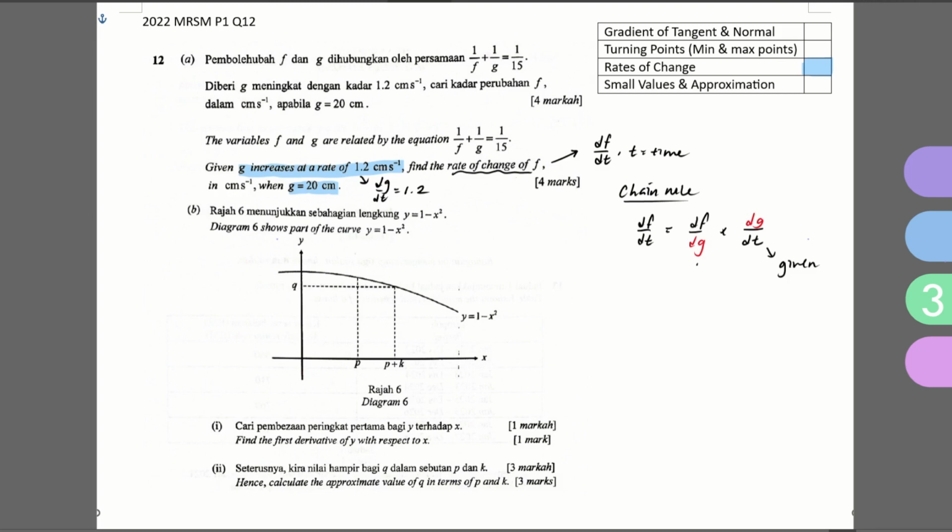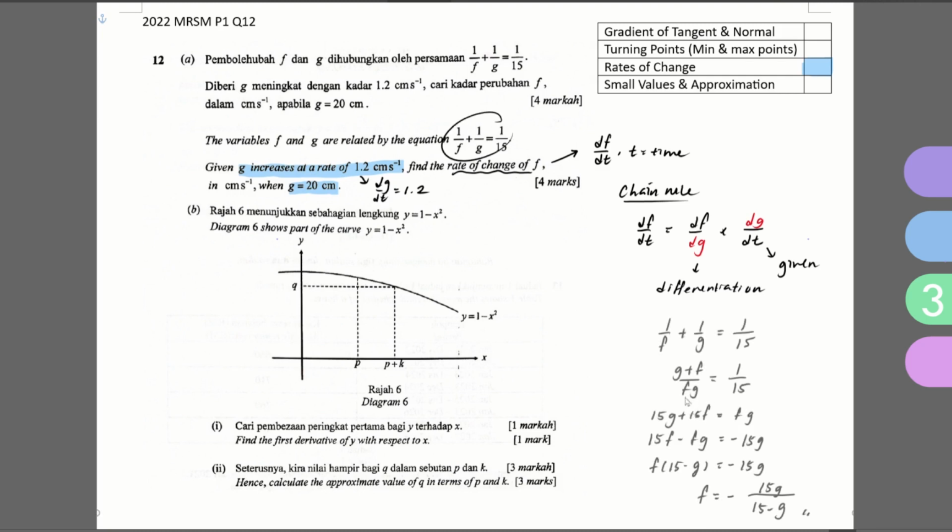And for dF over dG, we need to differentiate in order to obtain the equation. But what we need is the original equation first, where F is the subject, or F is on the left side of that equation. So to obtain the equation, we can use this and rearrange it. So F would be negative 15g over 15 minus g. And now we can differentiate this equation, and we can use the quotient rule since it is a fraction.